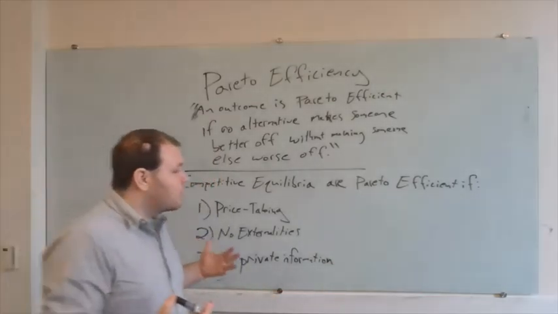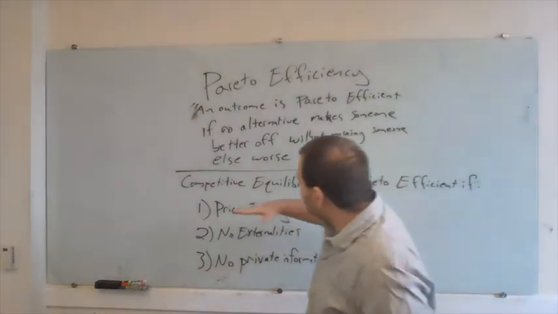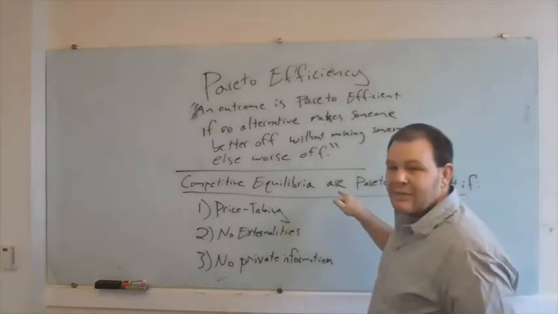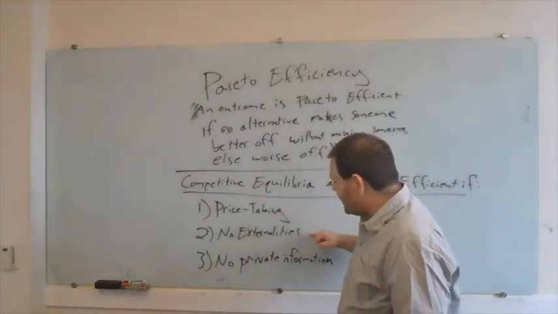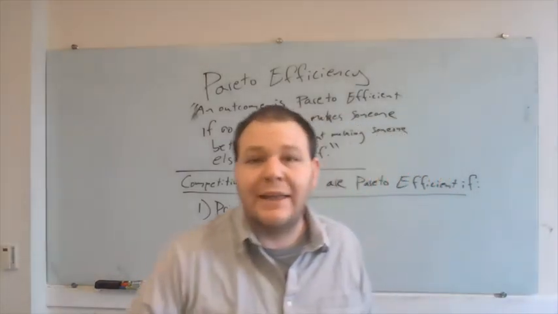So the way that I'm going to go through this theorem is I'm going to start by going more clearly over the first part of this. Why it is that competitive equilibria are Pareto efficient, and then we're going to talk about why we need each of these three assumptions and what happens when each of these three assumptions is violated.